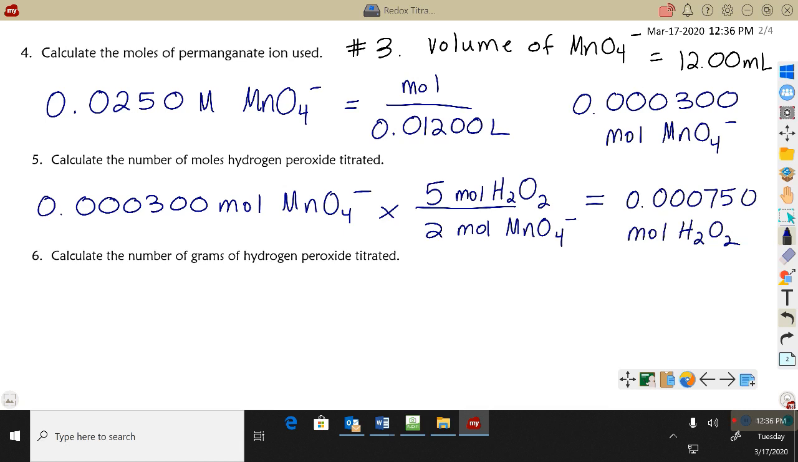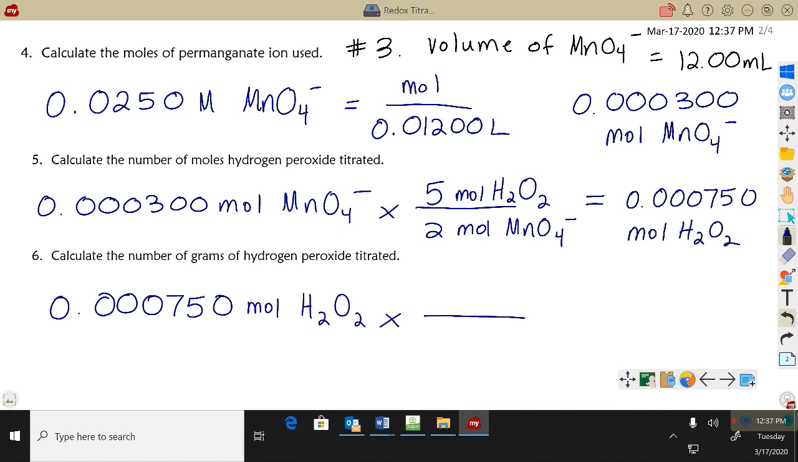In this one, we'll do something kind of similar, but we're going to do a percent by mass. So I know the moles. Number 6 wants to know how many grams of hydrogen peroxide were titrated. I've got 0.000750 moles of H2O2, and I'm just going to change it from moles to grams. Every 1 mole should have the mass on my periodic table. 2 hydrogen, 2 oxygen is about 34.02. So we might have different moles to start with, but we'll all use the same molar mass. We'll all have the same ratio in the balanced equation.